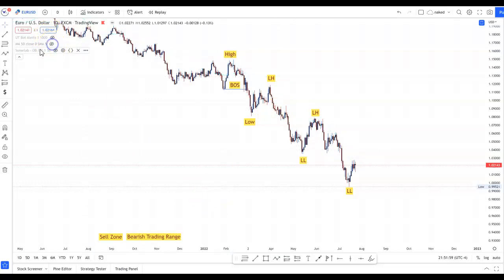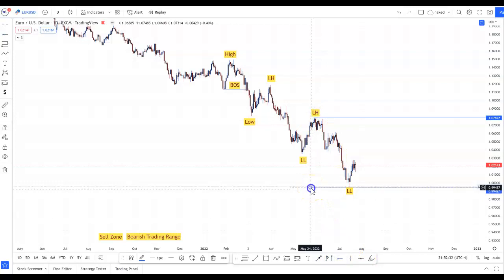So let me go ahead and take off that 50 moving average. So this is our basic structure. Now, the key to knowing where you are in the market is to draw out a trading range. To draw out your trading range, you want to draw out the swing high to the swing low, the most recent swing high to the swing low. So we're going to use this swing high, and we're going to use also this swing low right there.